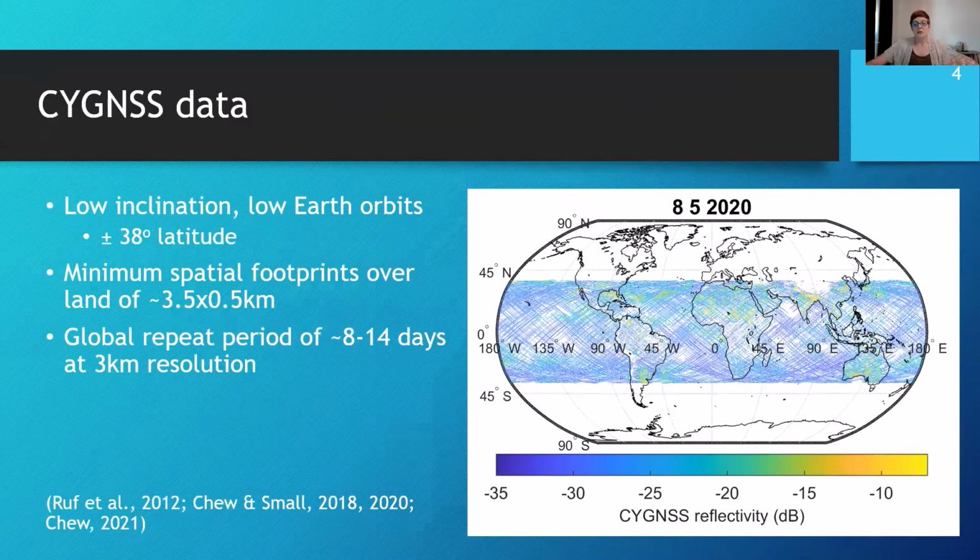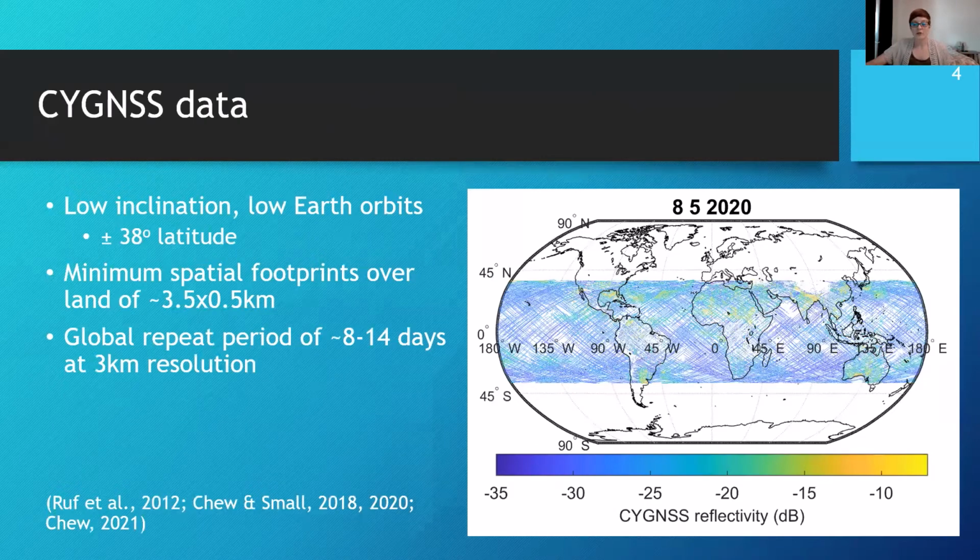All the Cygnus observatories follow low inclination, low Earth orbits, creating a latitudinal range of plus or minus 38 degrees. This tropical latitudinal range is by design, as the original mission objective is to observe wind speeds in tropical storms. The minimum spatial footprint of Cygnus over land is approximately 3.5 by 0.5 kilometers, which is fairly high spatial resolution.